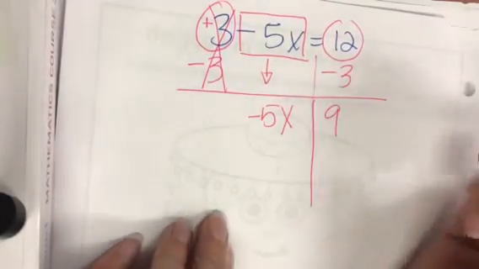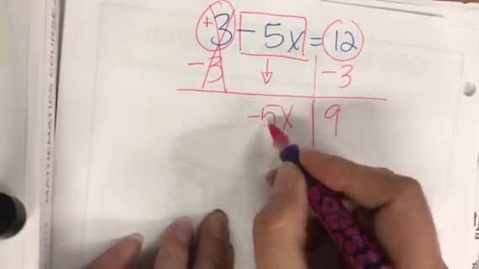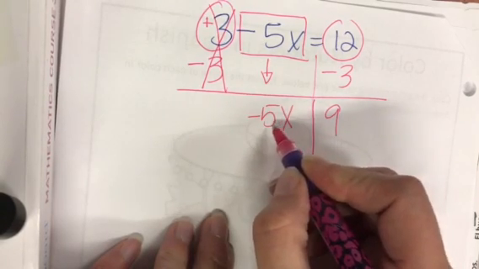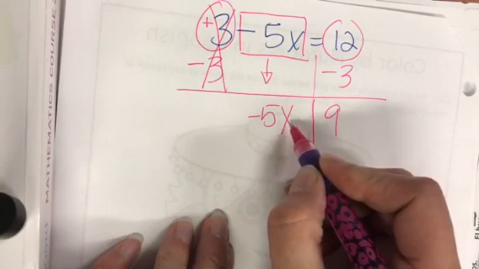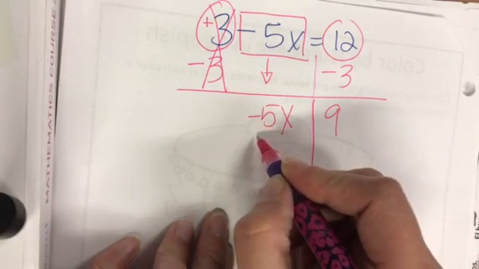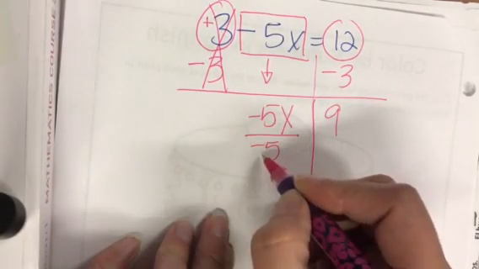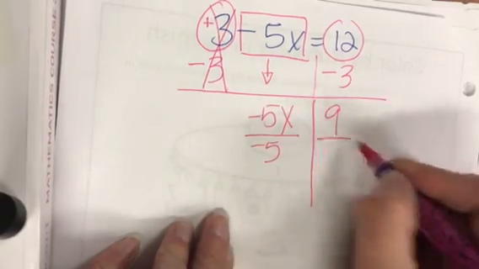Now I need to get rid of this -5. If you don't have any type of operation between your number and your letter, it means to multiply. So I'm going to do the inverse, which is to divide by -5. Notice how I'm also dividing by the negative, because that negative's got to go. We don't want a -x.